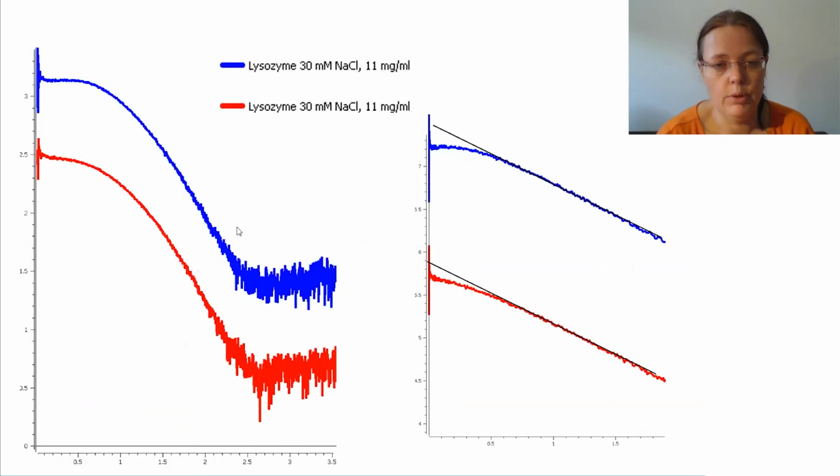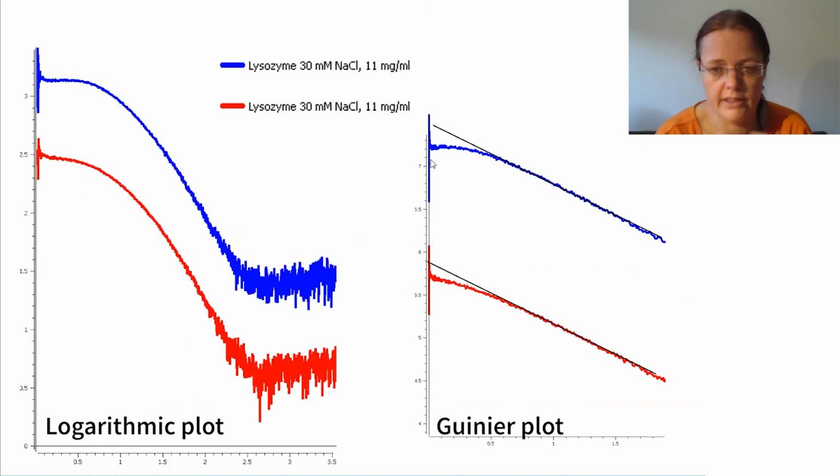What we have to remember here is that we often talk about aggregation, but we also have the opposite. So we have repulsion of proteins, where proteins come too close to each other and repulse each other. And this is often seen as a downward curve in the SAXS data. If we look at the low S, we see that the line with linearity is going to have the downward trend.